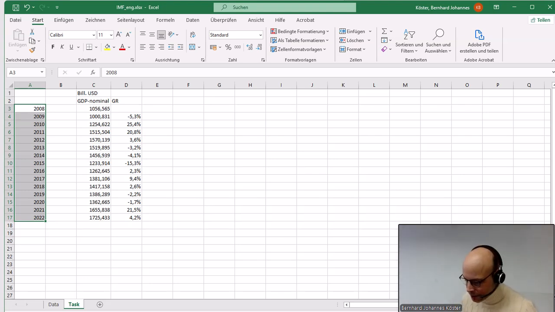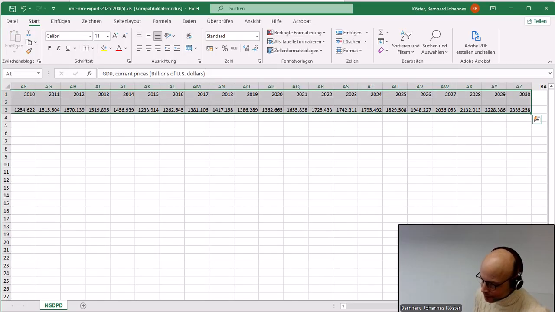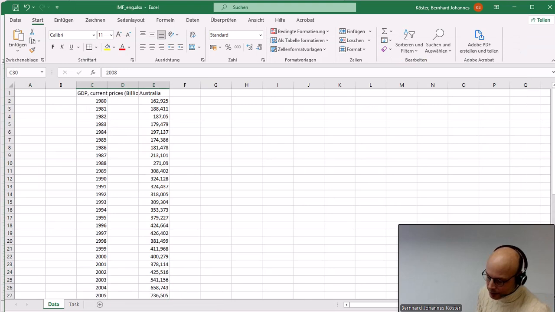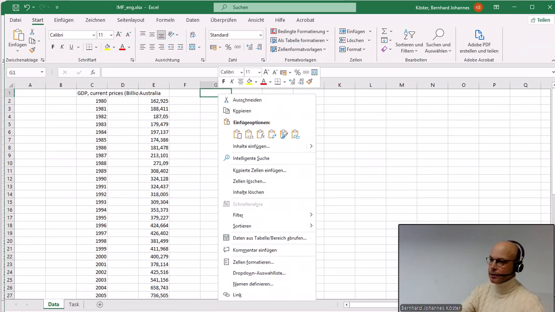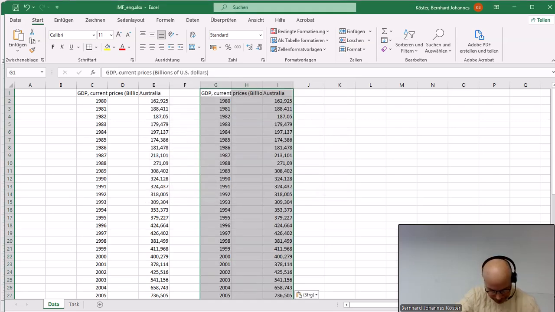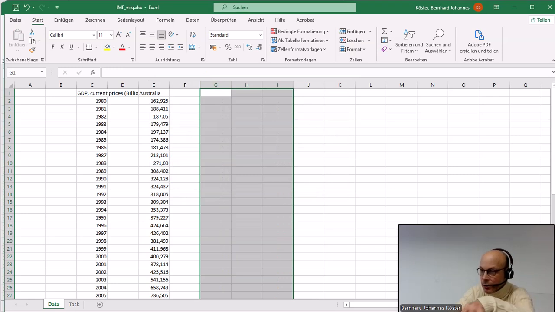The transposing of the data? Okay, so again, this one, copying, and then right click with the mouse, paste special, values, and here, this is the important one, transpose. But I have recorded it. You can also look it up later on.